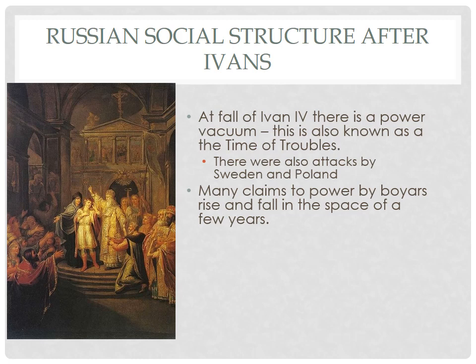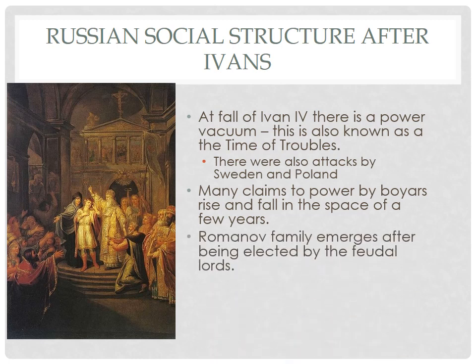So there are many claims to power by the different boyars. They rise and fall in the space of a few years, but no one's able to hold on to power. Then the Romanov family emerges after being elected by the feudal lords, and they're going to rule for the rest of the period in which there is a Roman monarch, so until the 1900s. So Michael Romanov is the first Tsar in the dynasty.